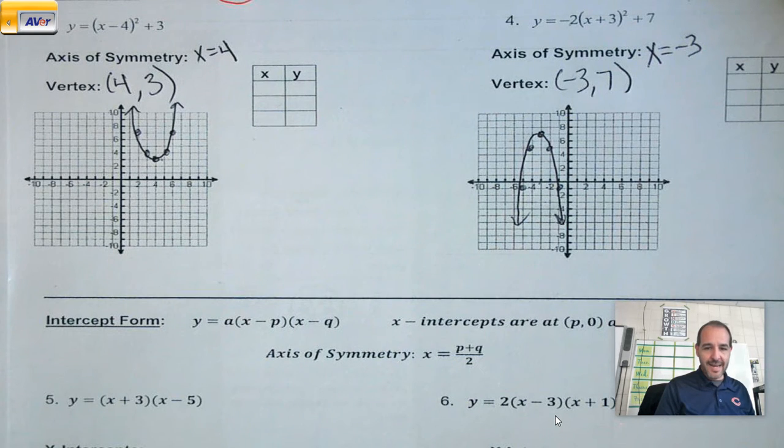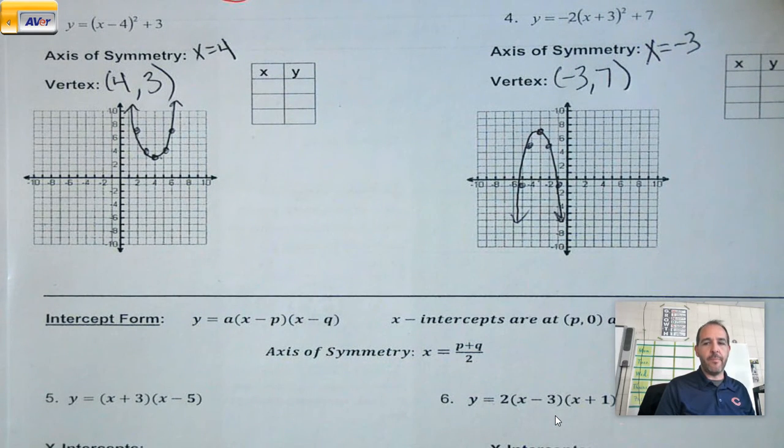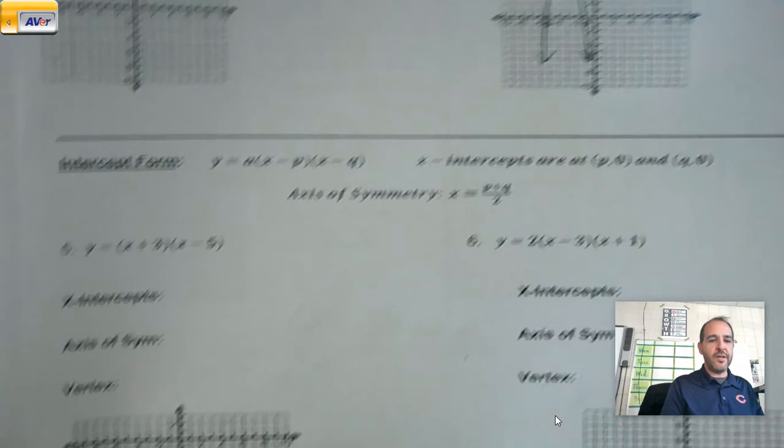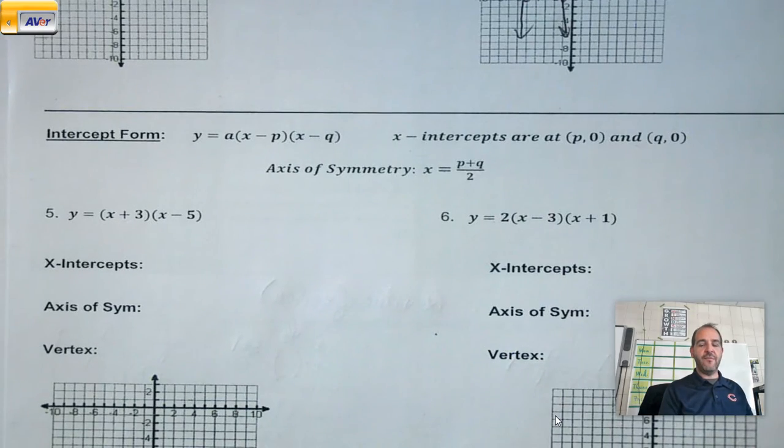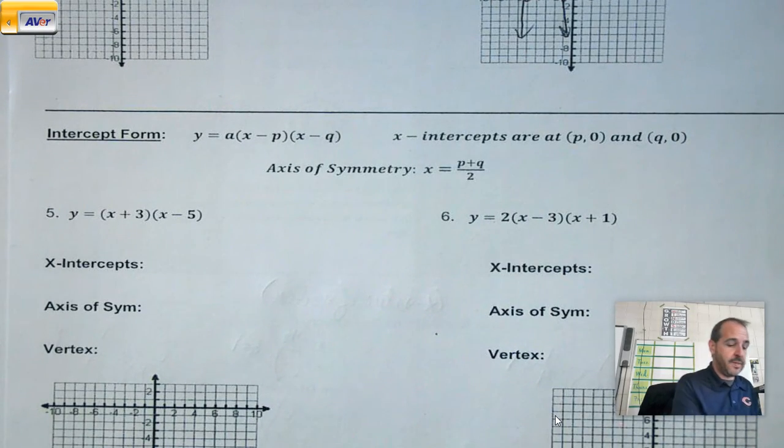So the last type is called intercept form. Now, this is a type that's a little different. We're only going to be using 3 points most of the time with this. You'll see why here momentarily. Sometimes we can get all 5. But what we're going to do is we're going to find our x-intercepts, okay?